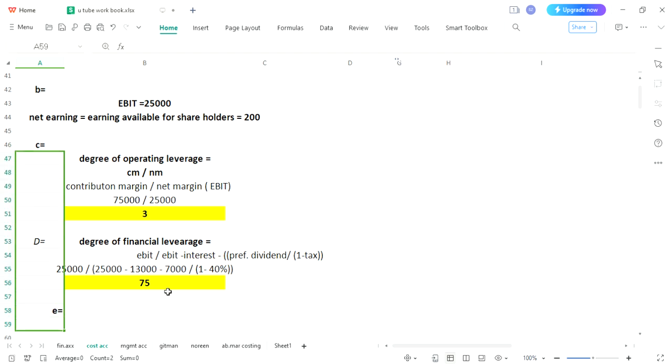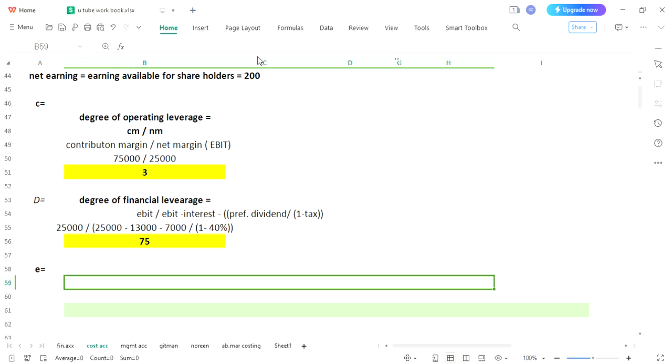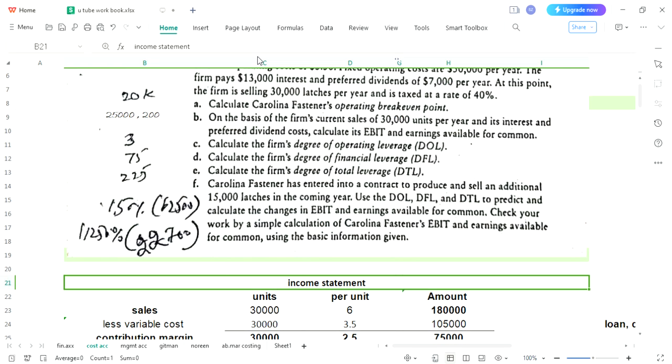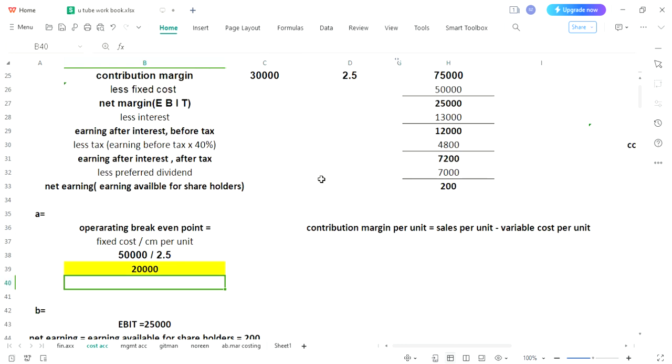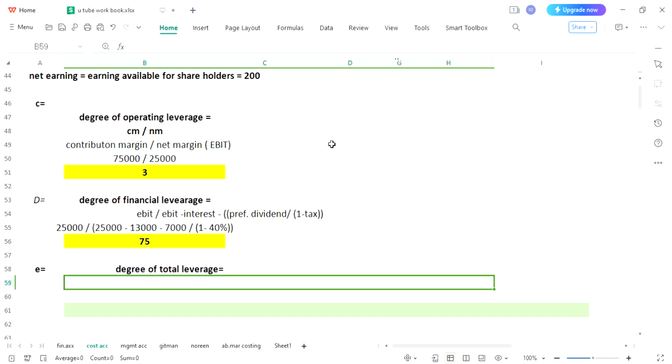These are not arranged. Please let me arrange them. Okay. So in part E, we will see what requirement is stated. Calculate the firm's degree of total leverage. We are now going to calculate. So degree of total leverage is required to be calculated. Over here we will write the formula.